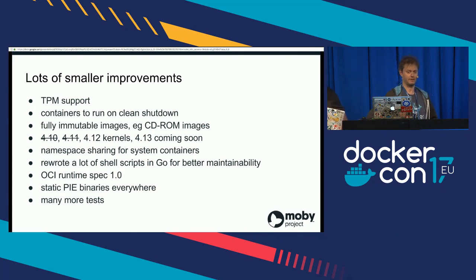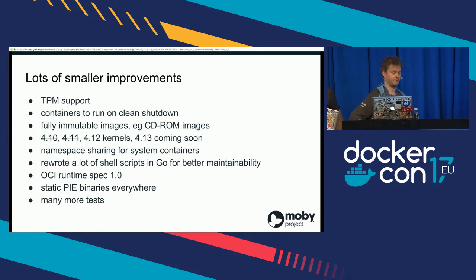There have also been loads and loads of smaller improvements that people have contributed. We've added TPM support, support for clean shutdown. Everything can run totally immutably, so we can boot from CD-ROM images, which is really useful. We've been updating the kernel. Particularly for the LCOW work, we've been doing a lot of testing with 4.12 and 4.13 kernels. Namespace sharing to do complicated network setups with system containers, which is really cool.